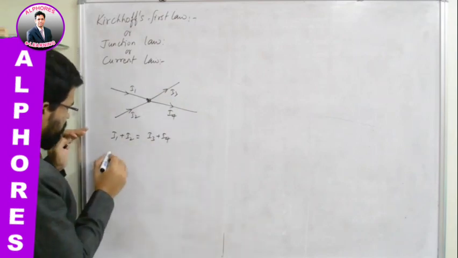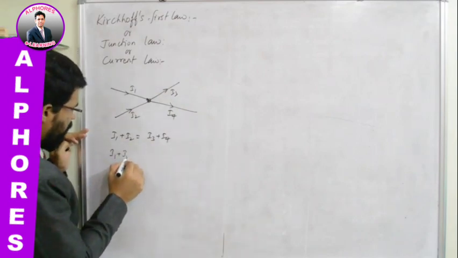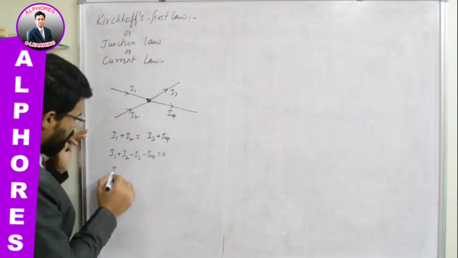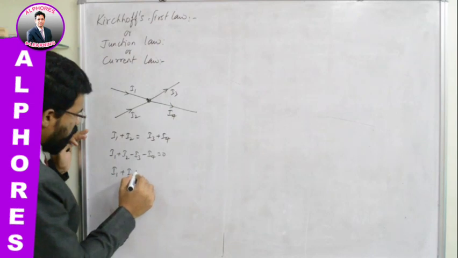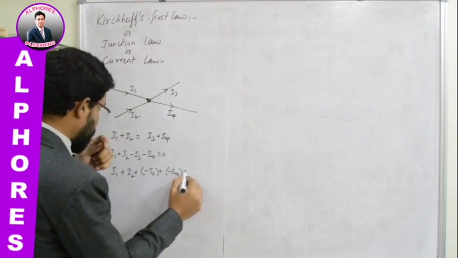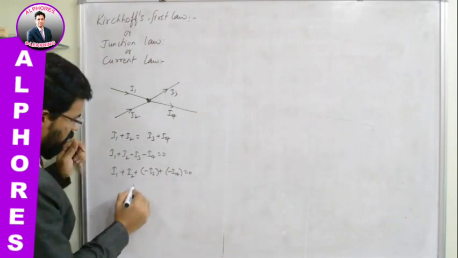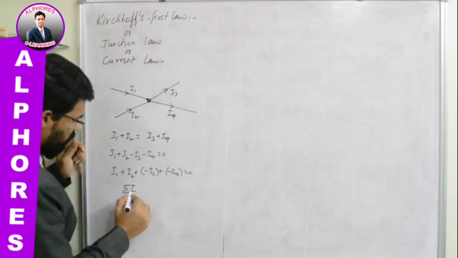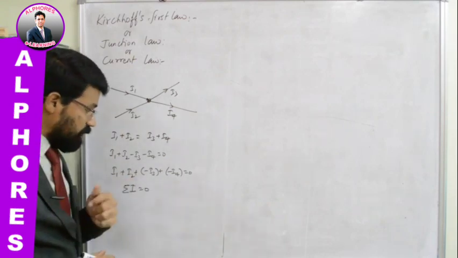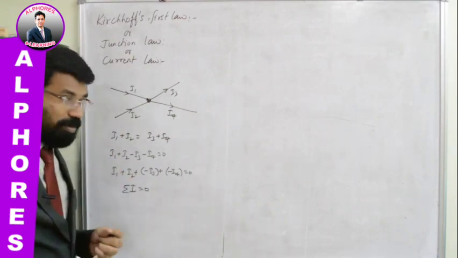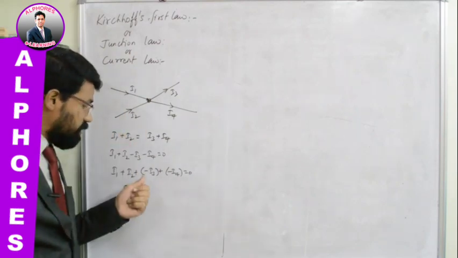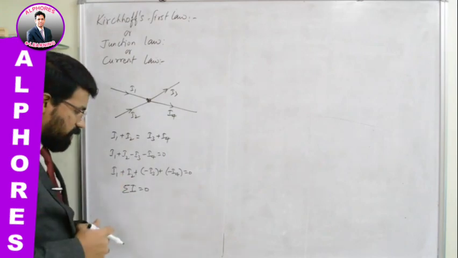You can modify this equation in this way: I1 plus I2 minus I3 minus I4 equal to 0, or the same equation can also be written as I1 plus I2 plus minus I3 plus minus I4 equal to 0. And this can be concluded as summation I is equal to 0: the algebraic sum of currents is equal to 0. Here the negative sign indicates a sign convention. The currents approaching the junction are taken as positive. The currents leaving the junction are taken as negative. When you add all those algebraically, what you will get?